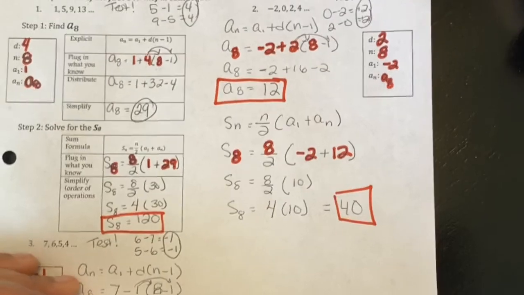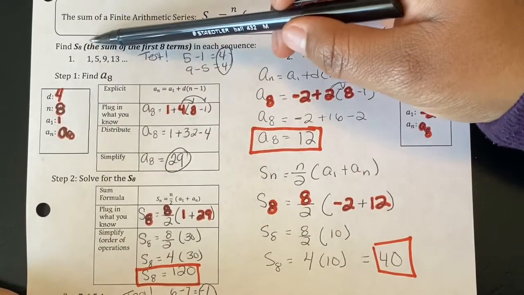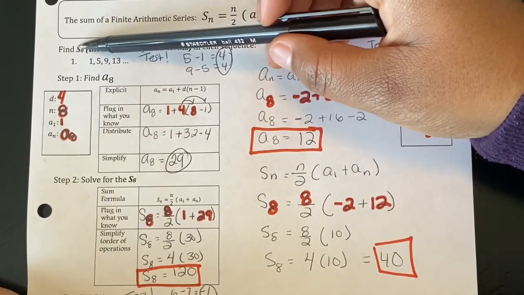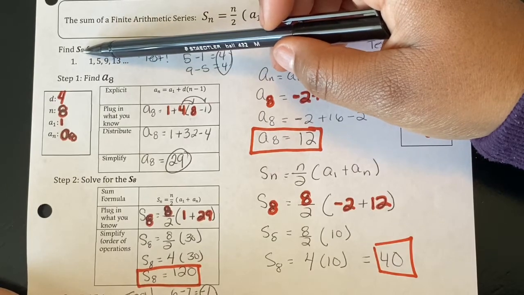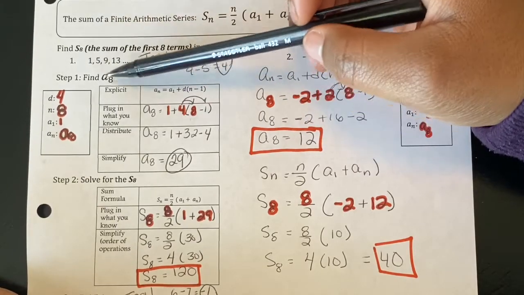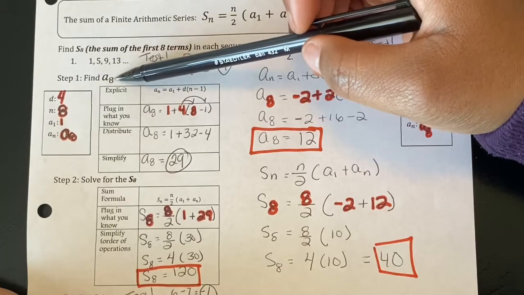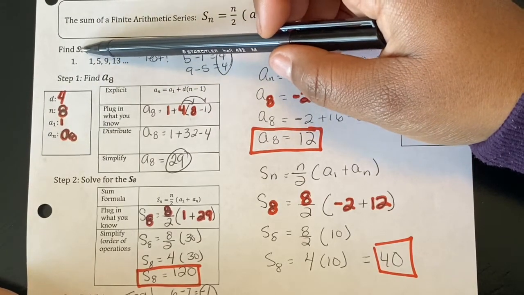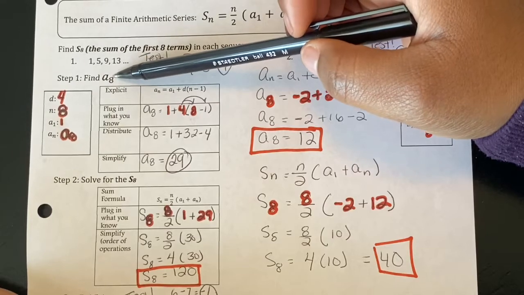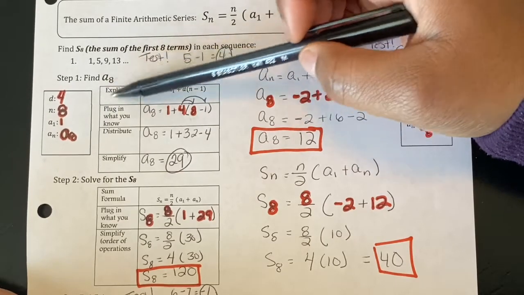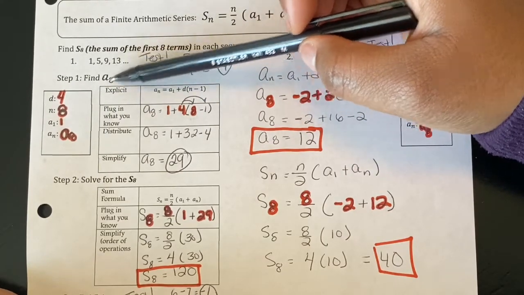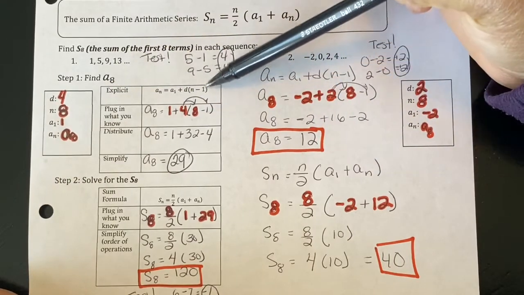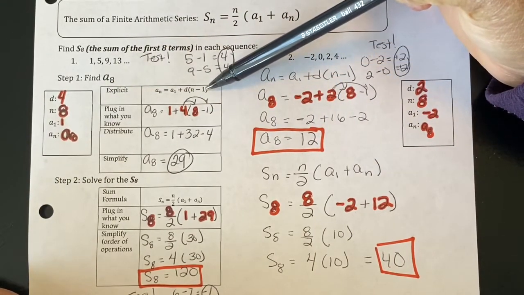Now, guys, I want to remind you that if I've asked you to find S sub 100, the sum of the first 100 terms, if it's arithmetic, you have to find A sub 100. So whatever this N is, you have to find the term that's in that sequence using the explicit formula if it's an arithmetic sequence.